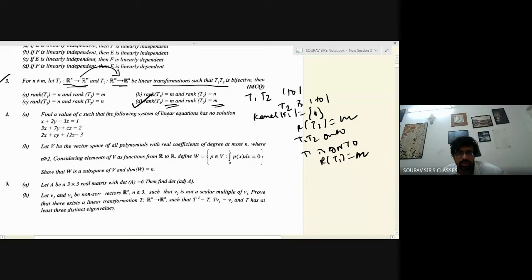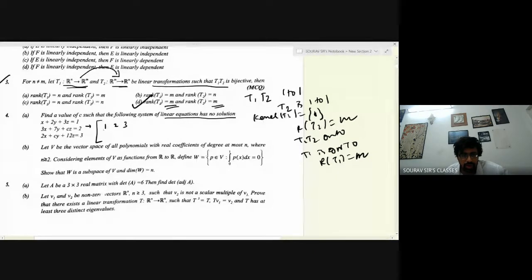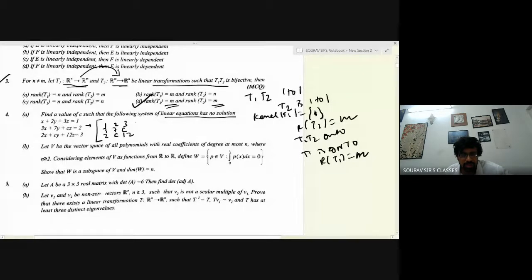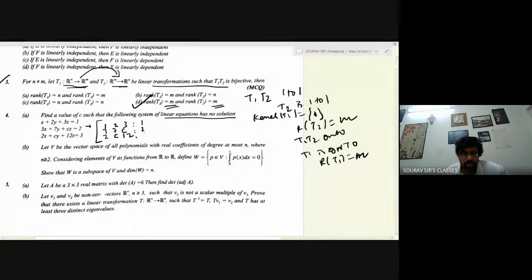Find the value of C for which the following system of linear equations has no solution. Very easy. No solution means what? Any idea? So you need to find the matrix and the augmented matrix, or rather say the extended version of the matrix. 1, 2, 3, 3, 7, C, 2, C, 12, 1, 2, 3.